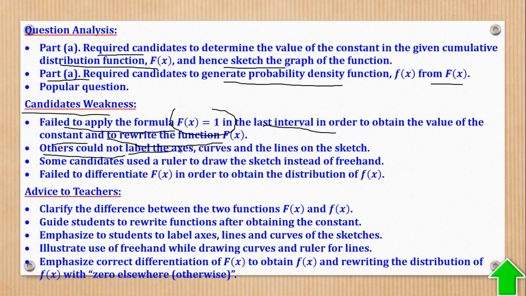Others could not label the axes, curves, and lines on the sketch. So the axes must be labeled and the curves must be labeled. Then some candidates used a ruler to draw the curve instead of freehand. So this was the curve, it was not a straight line. When you see a power on x, it is no longer a straight line, so you have to use freehand.